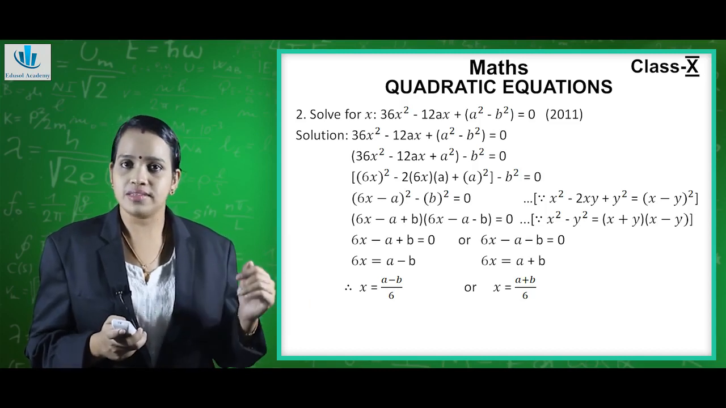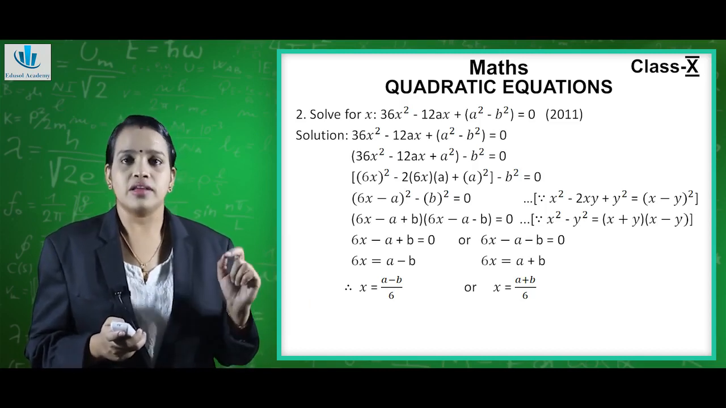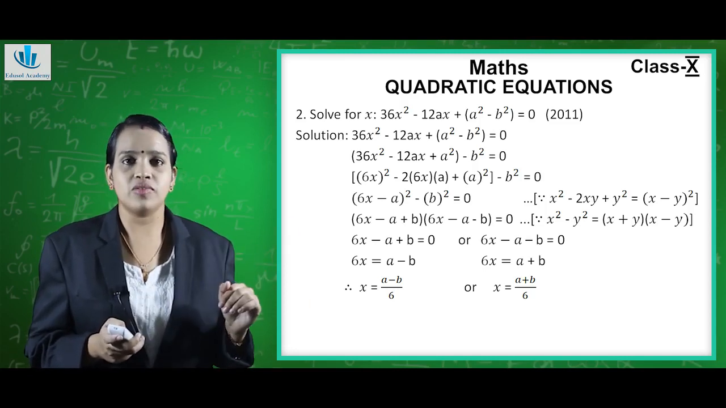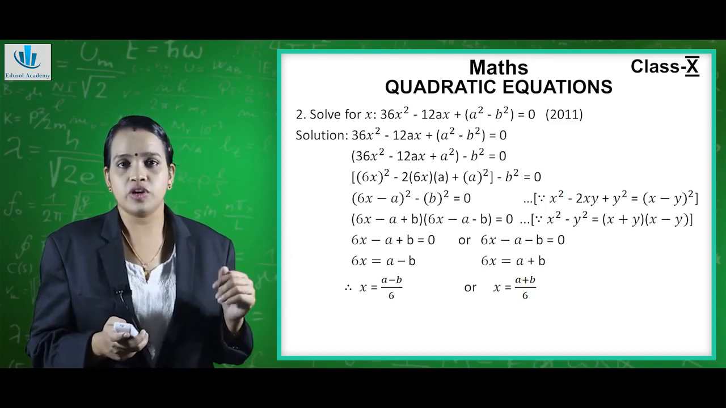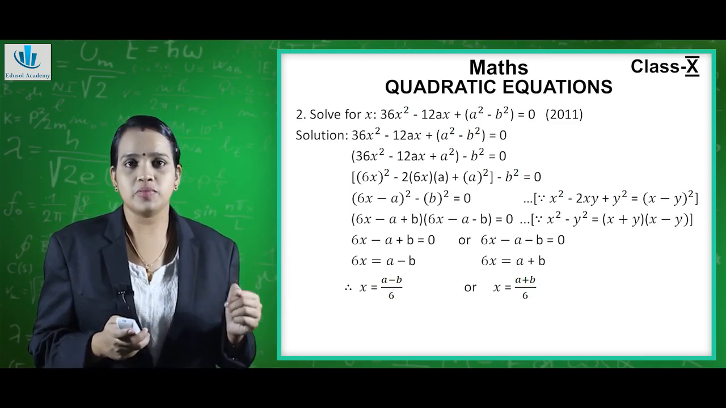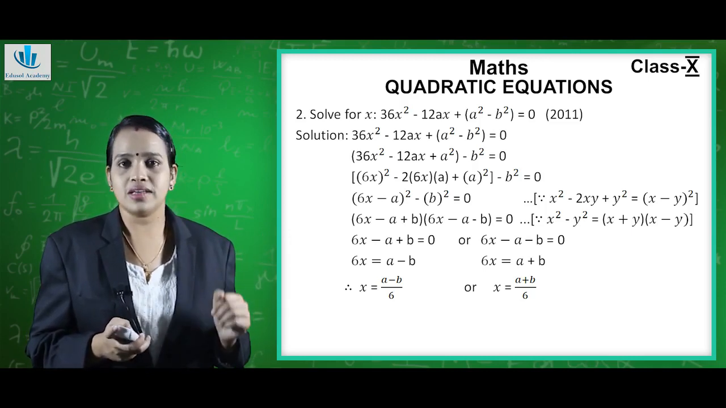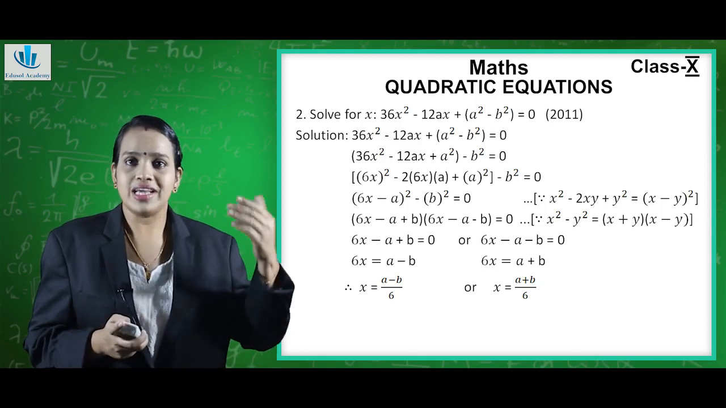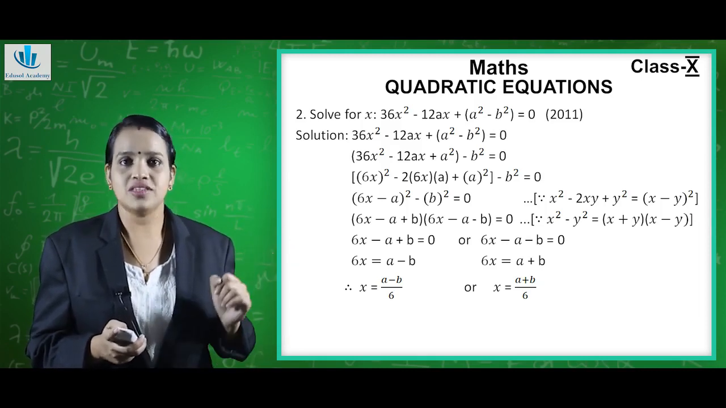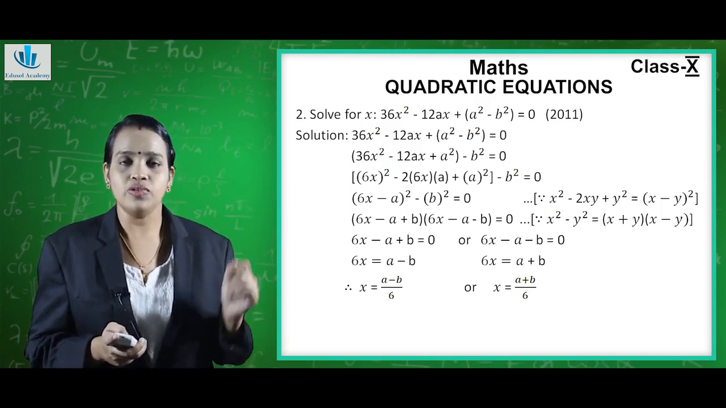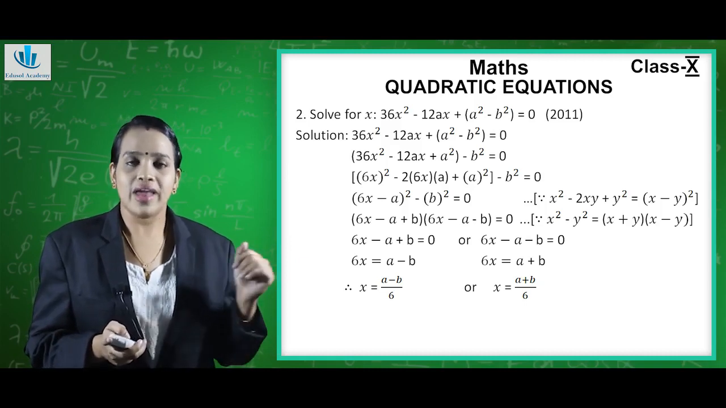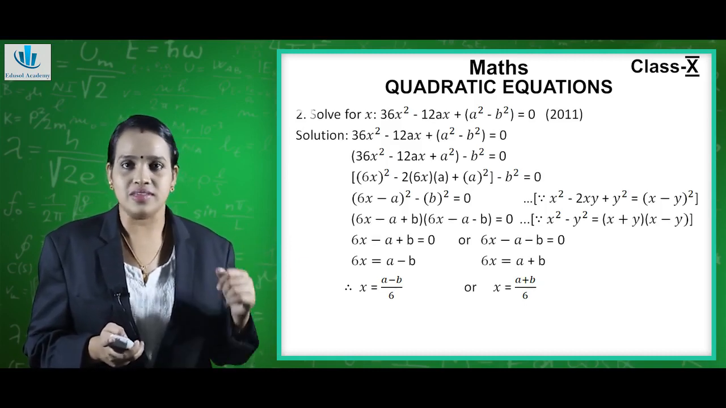Now we will take −a + b on the other side, so it becomes 6x = a − b. That is, −a becomes a, and +b becomes −b. Here also we will take −a − b on the other side, so it becomes 6x = a + b. So our x value will be, when we take 6 on the other side, it divides: x = (a − b)/6, or x = (a + b)/6.